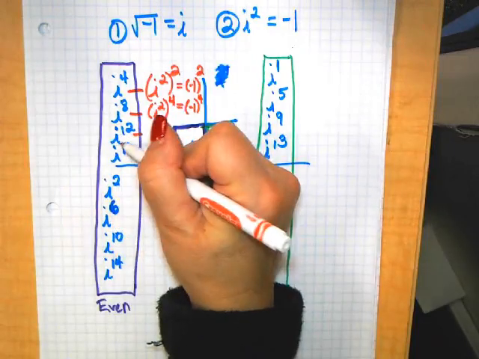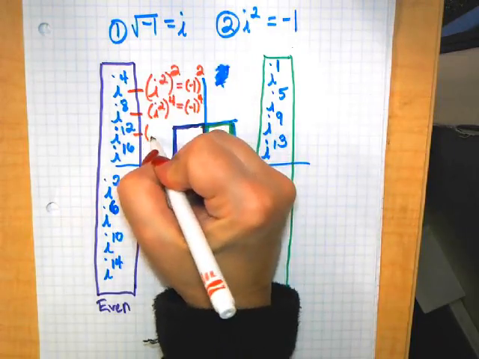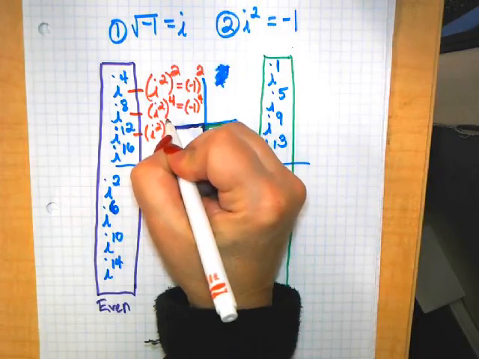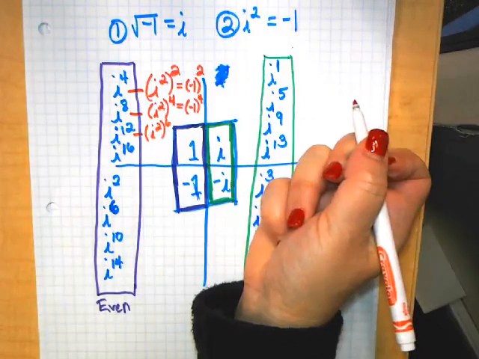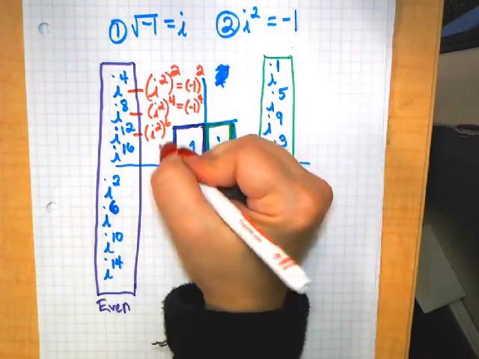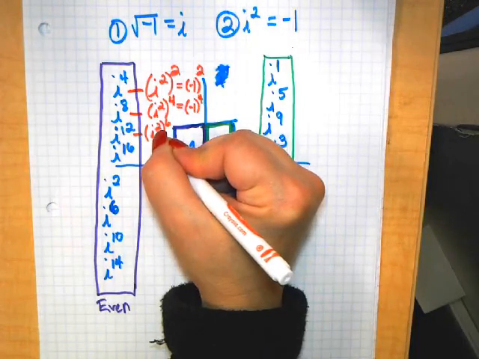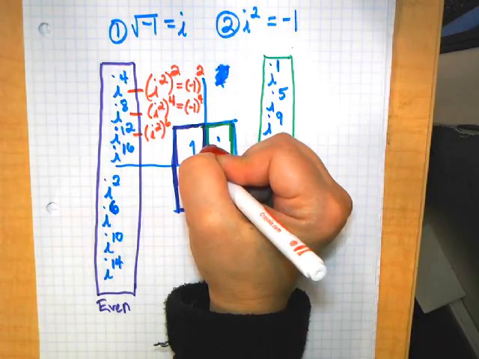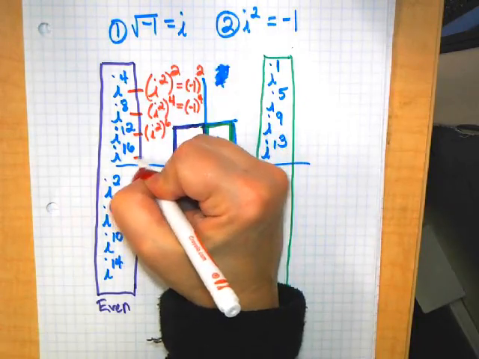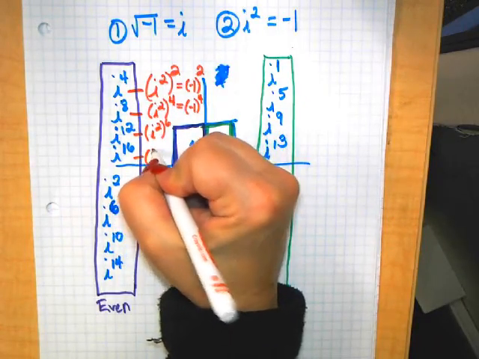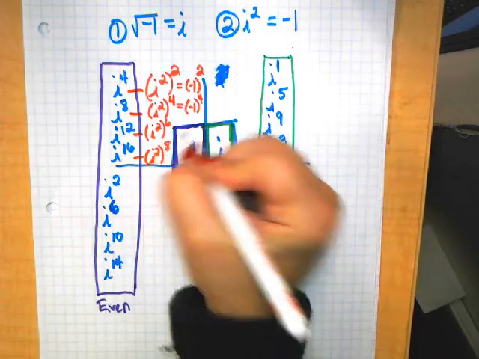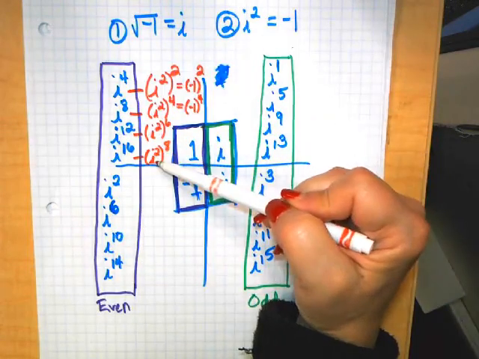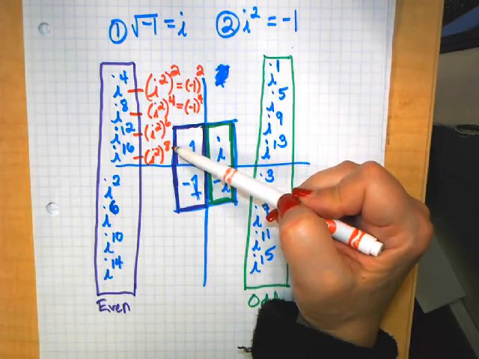i to the 12th is the same as i squared raised to the 6th, which means that this is really -1 to the 6th power. Again, we get 1. i to the 16th is the same as i squared raised to the 8th. That's the same as -1 to the 8th, and -1 to the 8th will give us 1.